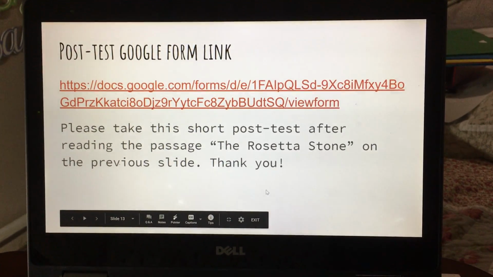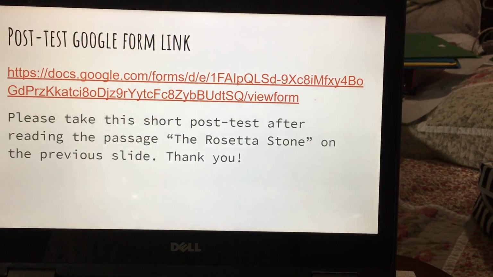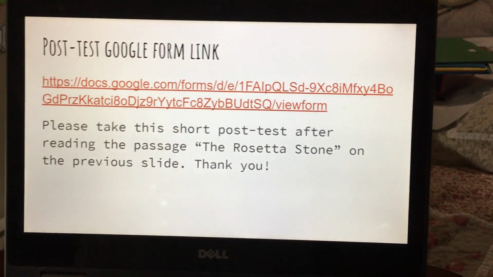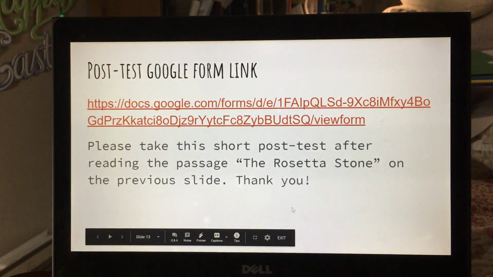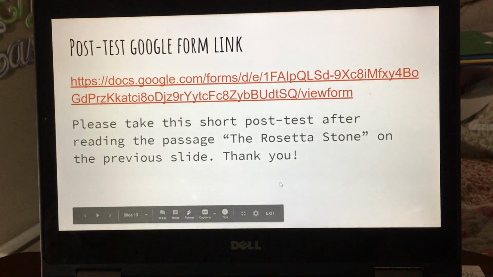Okay, post-test Google form link. Right, there is the link that you can get to or access in the Google Classroom. I very much need you to take this test so I can see what you learned from this lesson that I've made.